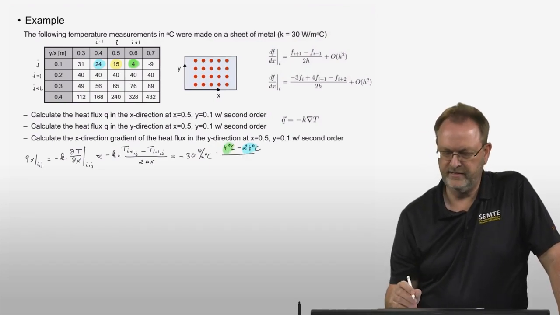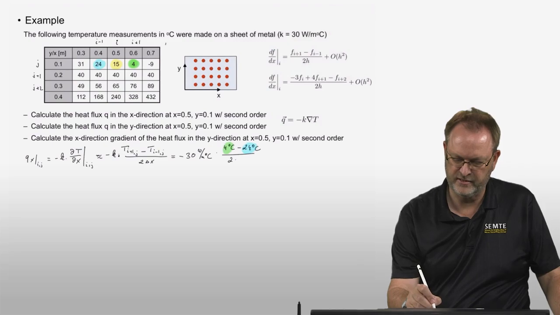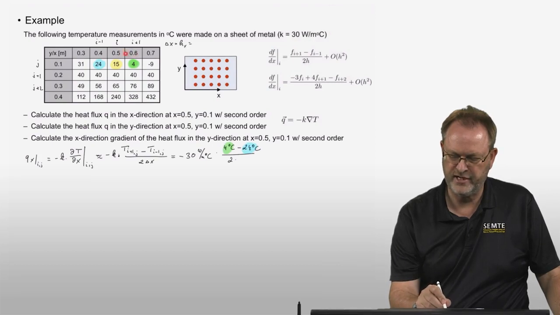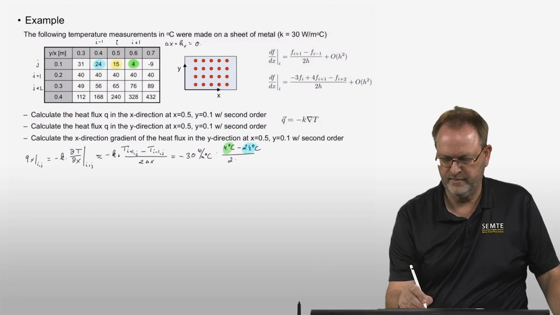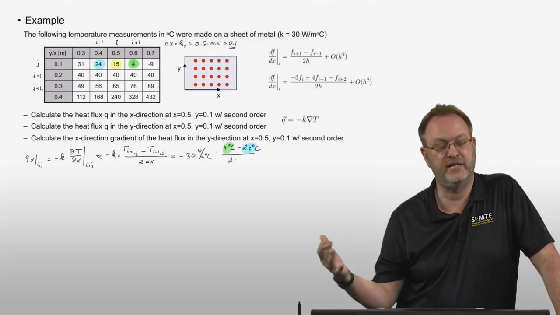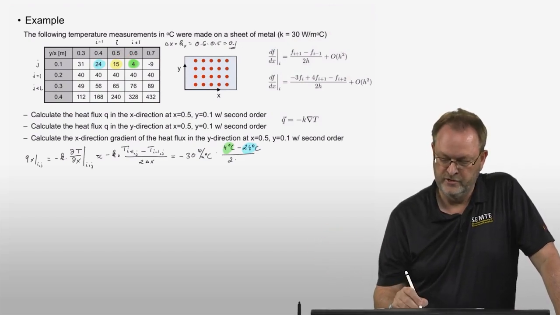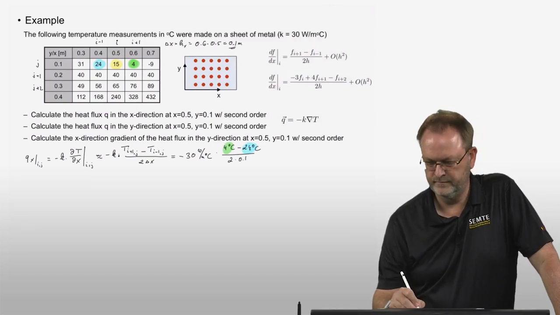Then I'm going to divide this by 2 times the spacing. And what's my spacing? I've called this delta x. I can also call this hx. That is the difference here between adjacent points. So that's 0.6 minus 0.5, which is 0.1, which is the same value between any one of the adjacent x points. So divided by 2 times 0.1, units are meters.